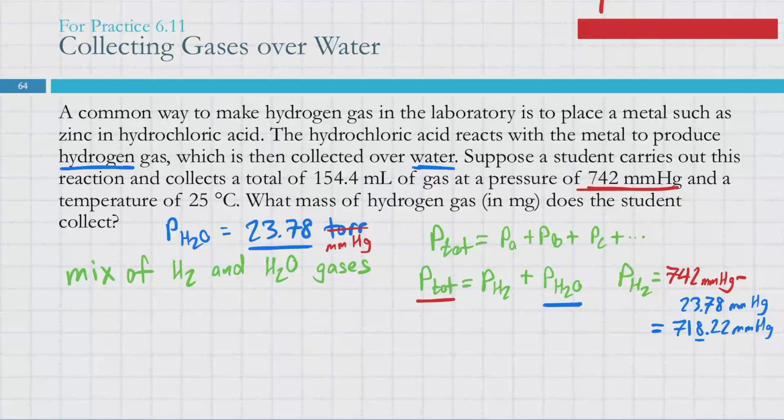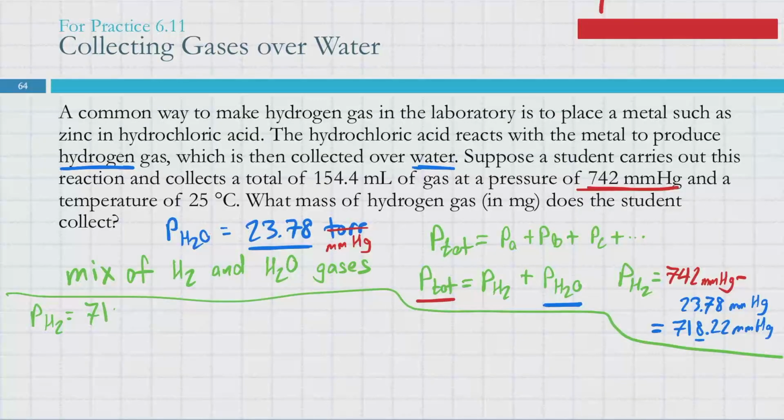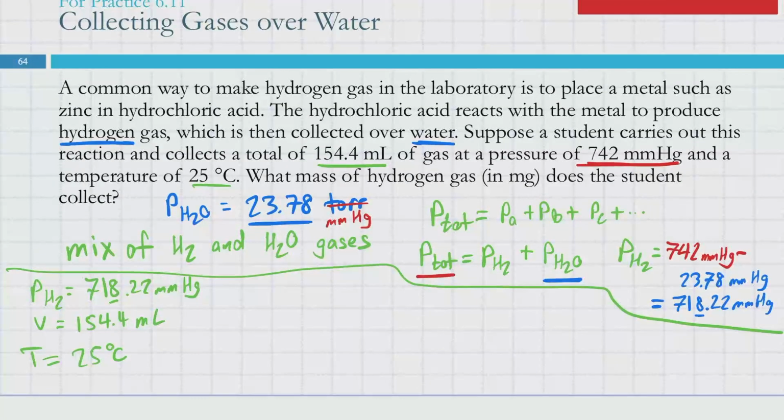All right, next part of the problem. We've got pressure that we just found in the previous part, 718.22 mmHg. We also have volume and temperature. Our volume being 154.4 milliliters, our temperature being 25 degrees Celsius. And we're looking for mass of hydrogen gas.